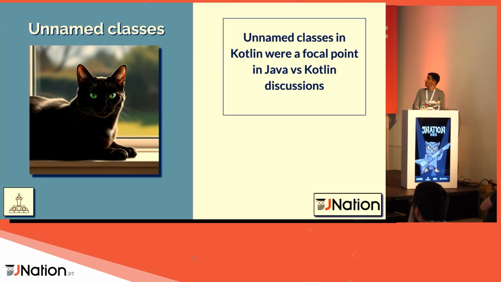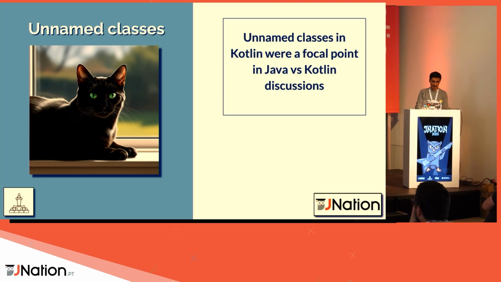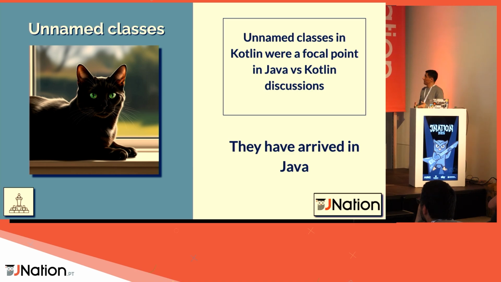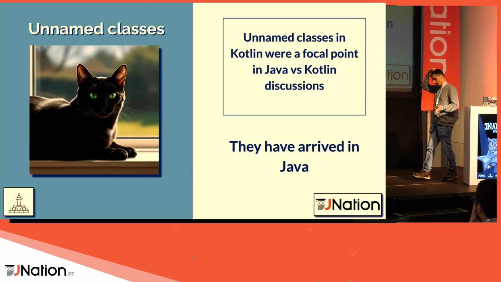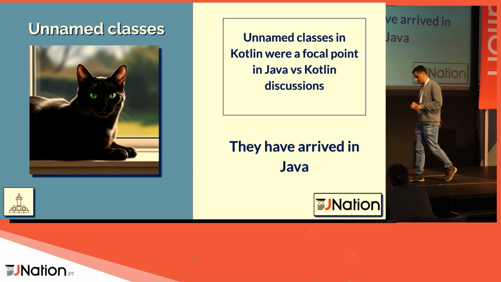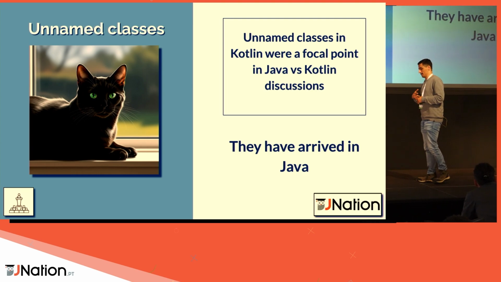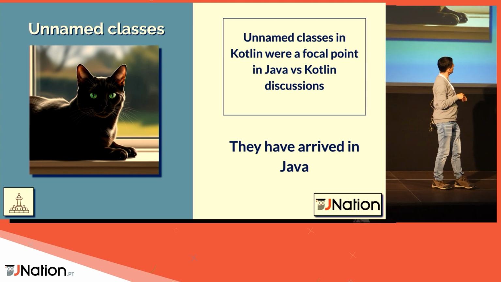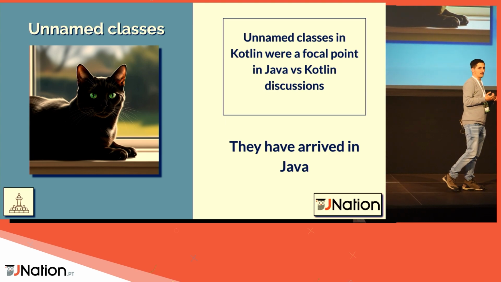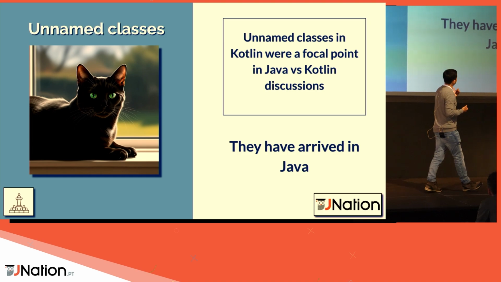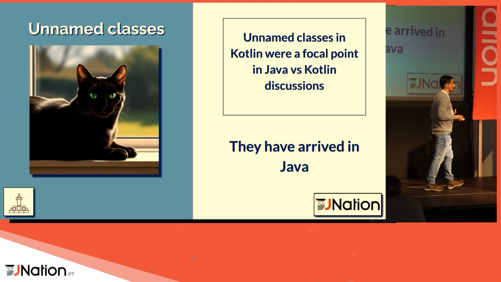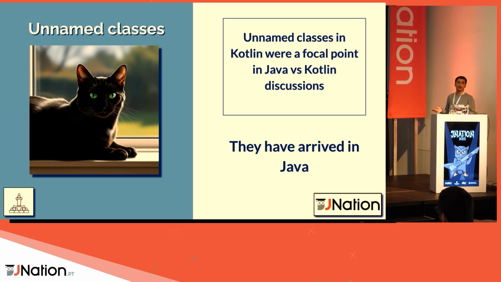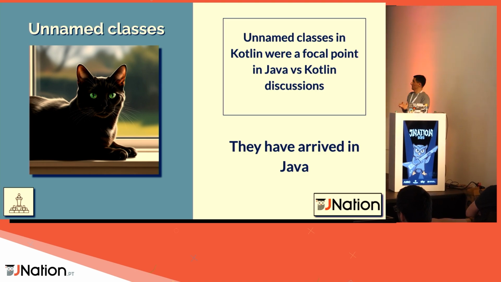And finally, for unnamed classes, yeah, so they have arrived in Java. I didn't know about this. I heard about this at DevOps, and I found it interesting to join to the discussion of this talk, because one of the focal points of the Java versus Kotlin discussion was precisely the fact that we could use unnamed classes, just use a main method in a Kotlin file, and then start a Spring Boot service.